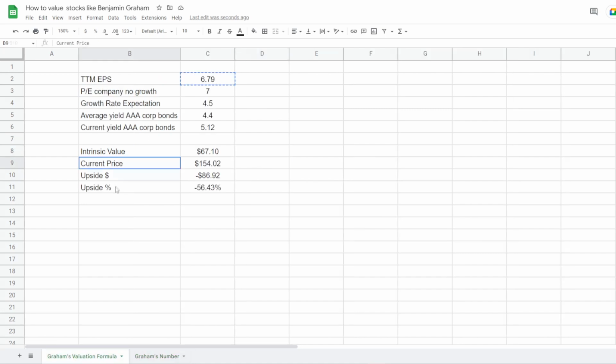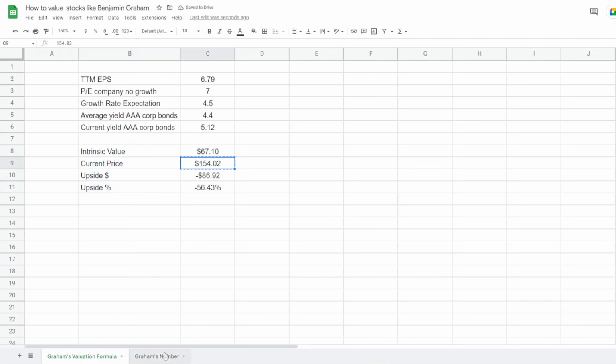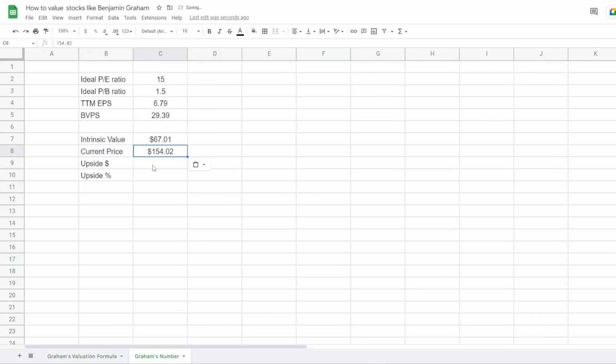So in this one, we would also want to do the current price, upside percentage, etc. So what we want to do again is get our current price. We want to just import it from the past sheet. And we can do the exact same formulas. Intrinsic value minus current price is our downside. And then to get our upside in percentages, in this case downside, we want to do intrinsic value divided by the current price minus 1. And we get our downside once again.